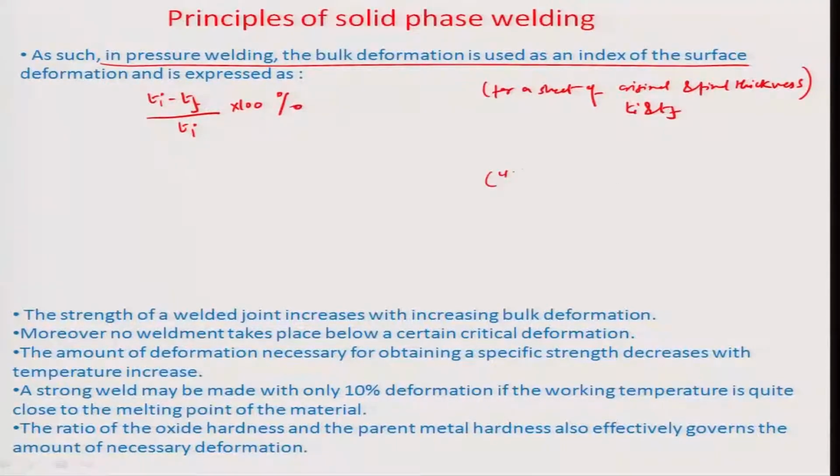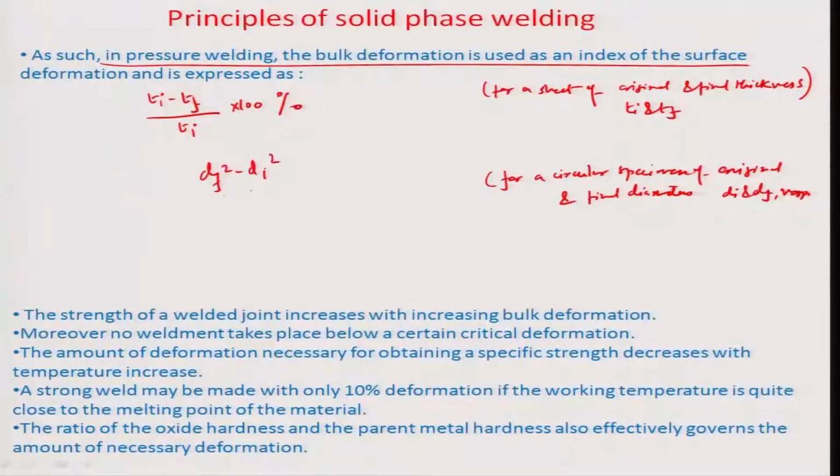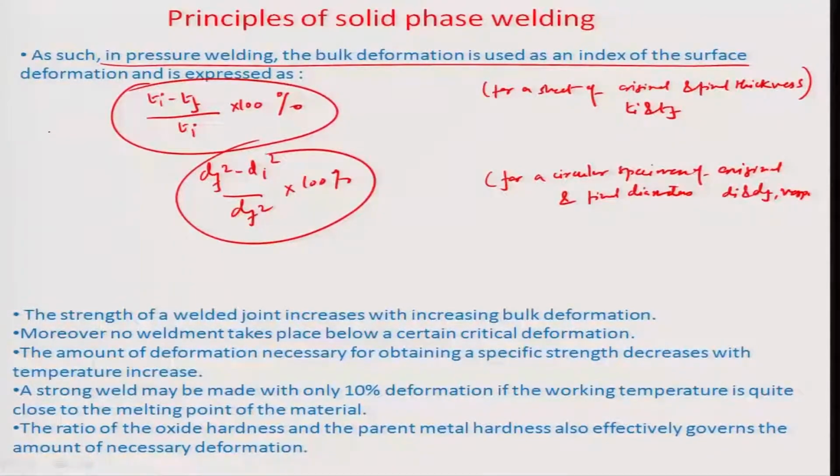and for a circular specimen of original and final diameters Di and Df, this respectively would become Df square minus Di square by Df square as a percentage. Okay. So, that is how you express the surface deformation of either flat sheets or round objects.